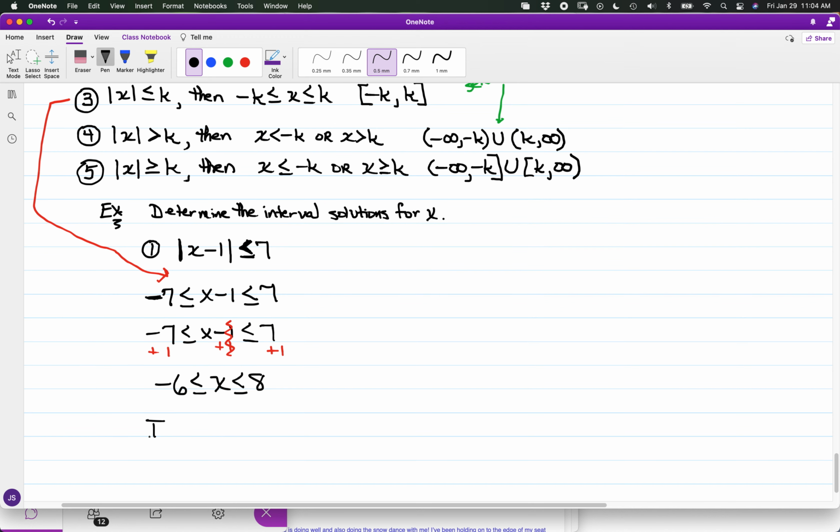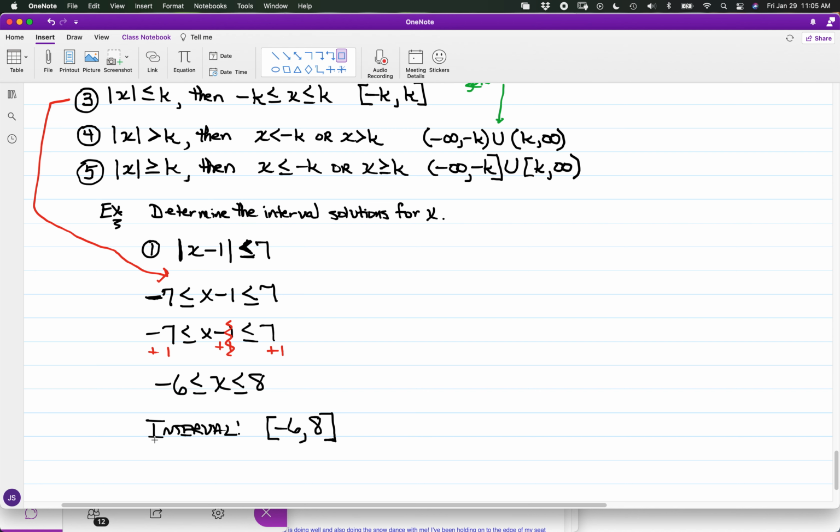And for the interval solution, you have between negative 6 and 8 inclusively. So negative 6 is included thanks to the equal sign, and likewise thanks to the equal sign 8 is also included. So we're going to have both negative 6 and 8 in the brackets.